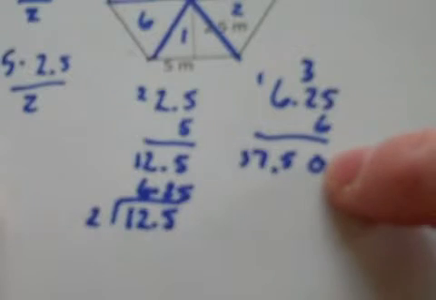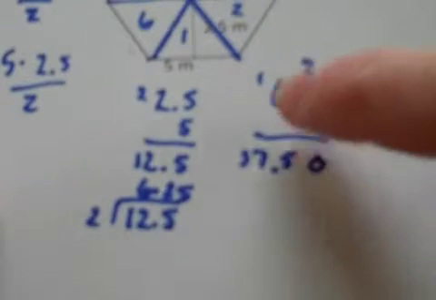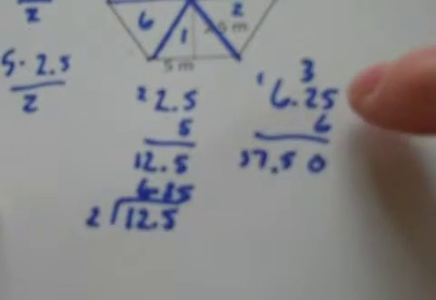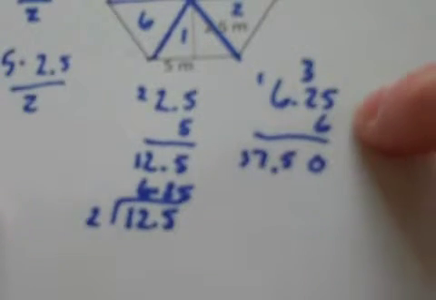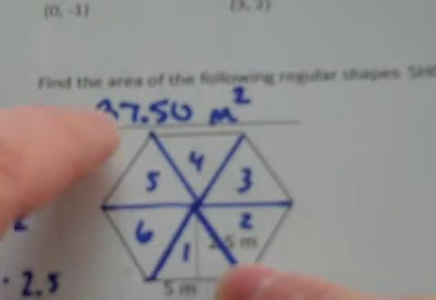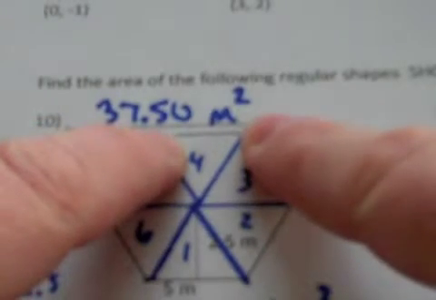6 times 5 is 30, carry the 3. 6 times 2 is 12, plus 3 is 15, carry the 1. 6 times 6 is 36, plus 1 is 37. I have 2 decimal places in my problem. I need 2 decimal places in my answer. So apparently, this entire regular hexagon has an area of 37.5 meters squared.